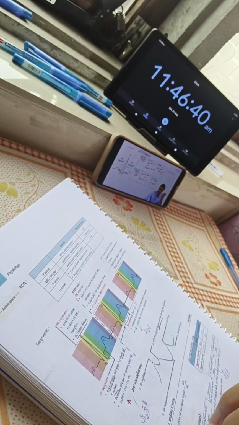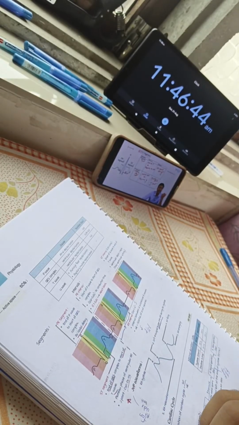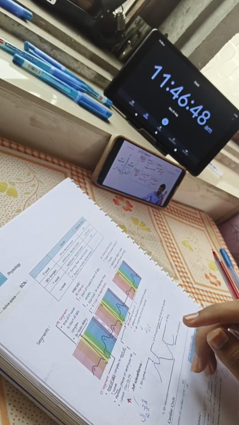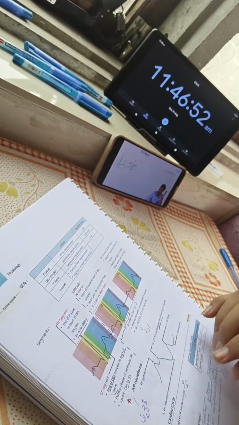So PR segment is the AV nodal delay. ST segment is the plateau phase. It is also the J point, which we look for in the diagnosis of myocardial infarction. This is a straight line segment. If you combine a wave and a straight line, it becomes an interval. We are going to see 3 important intervals.